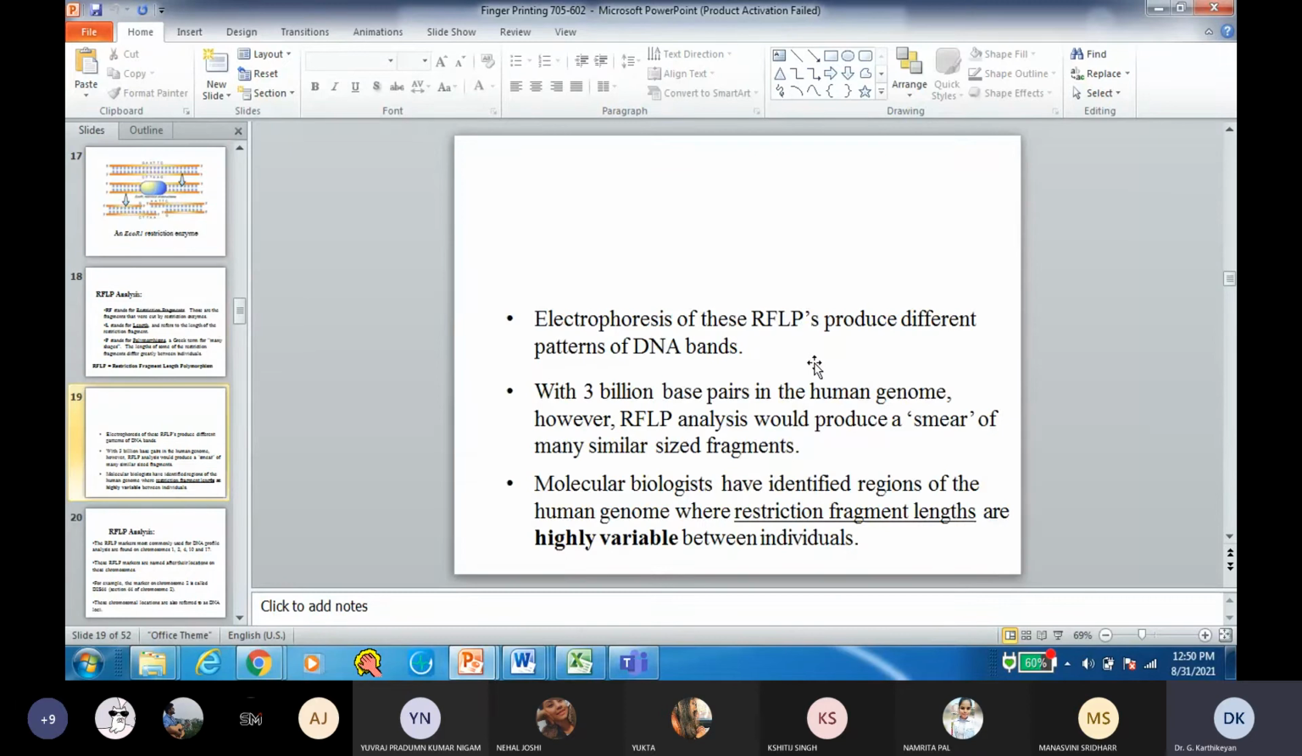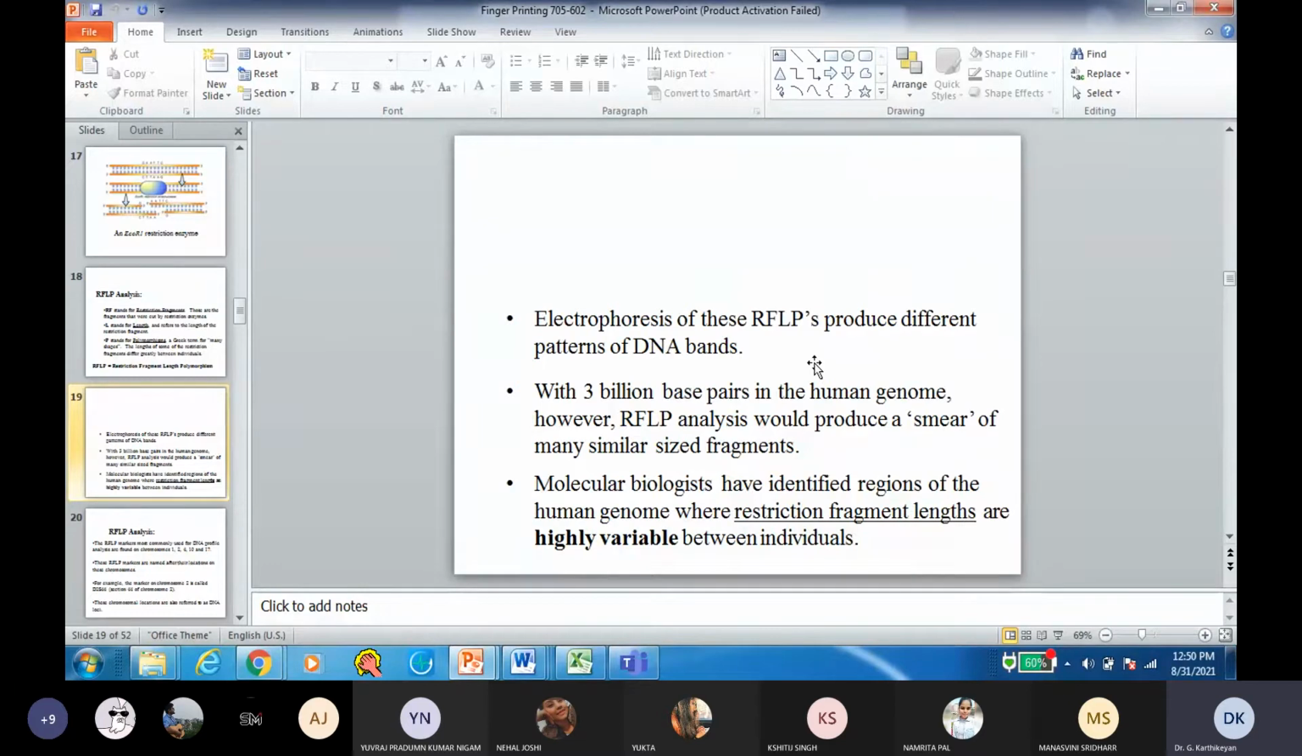Now, when you do electrophoresis of these RFLPs, it will produce different patterns of DNA bands. But can we do an RFLP with human genomic DNA? It is probably not a good idea, because it will only produce a smear. All kinds of DNA fragments will get restricted, so you may not be able to make any head or tail of it.